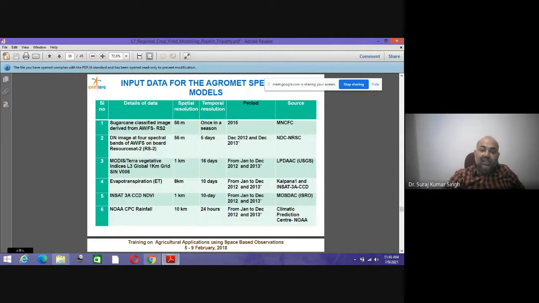So you can see how remote sensing data is used for different kinds of studies, like the sugarcane classified image derived from AWiFS with a spatial resolution of 56 meters, once a season, that is being used by MNCFC. You can see different data, whether you talk about MODIS data, INSAT, or NOAA, all such data are used for prediction of climatic models and for the creation of various moisture content.